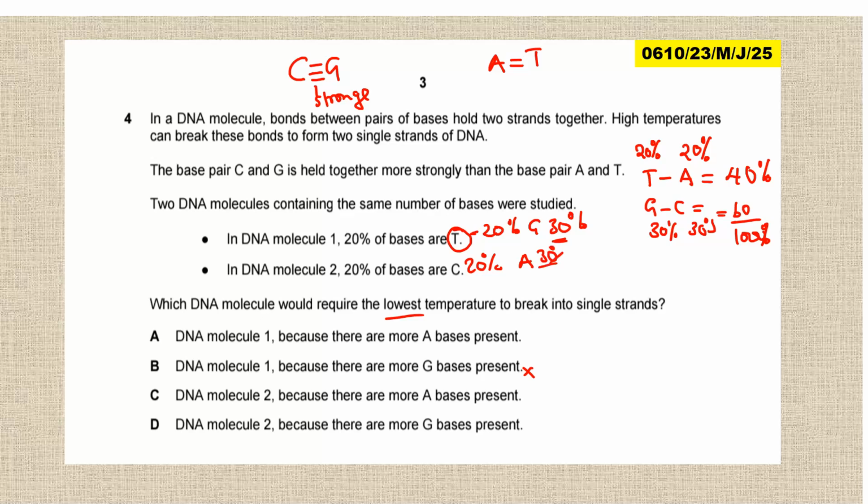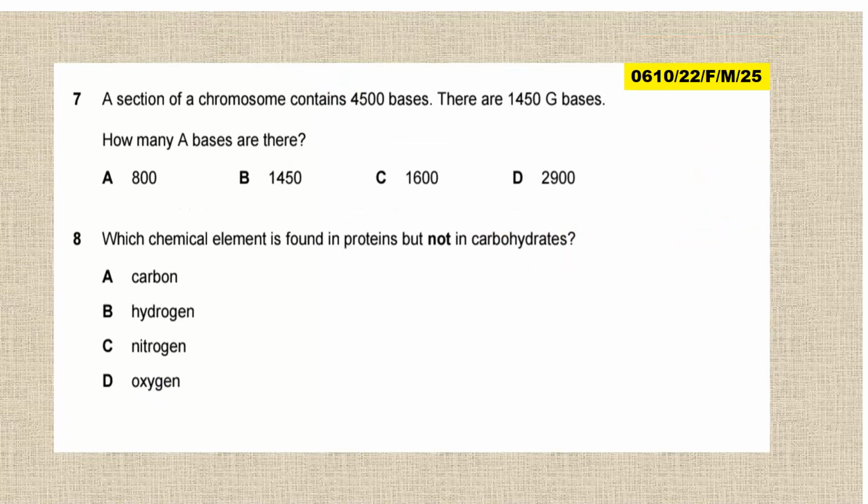So more of the A are easy to break. In other words, DNA 2, because there are more A bases present. So this is the answer. I guess you've gotten something here.